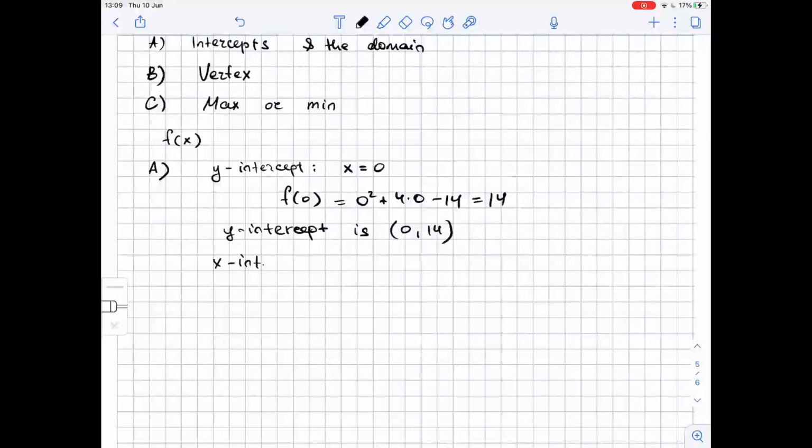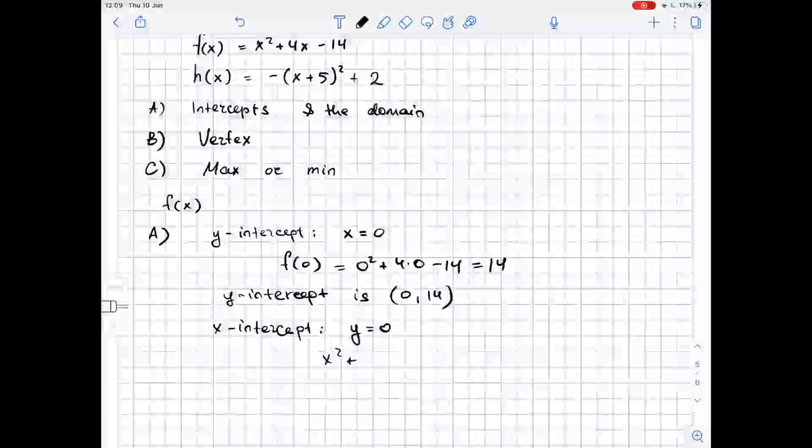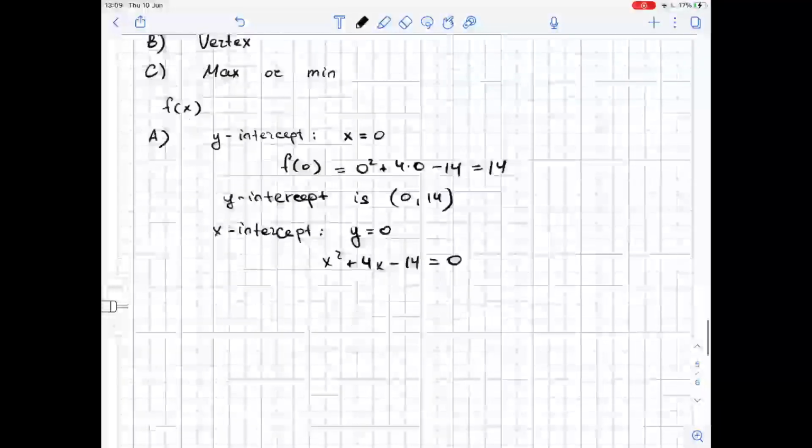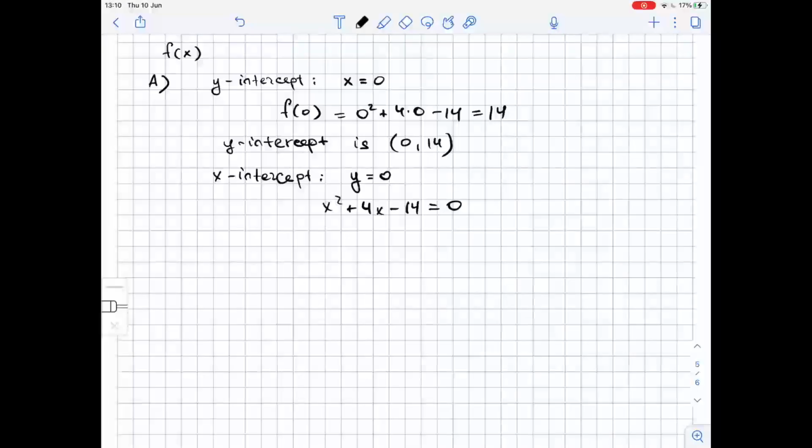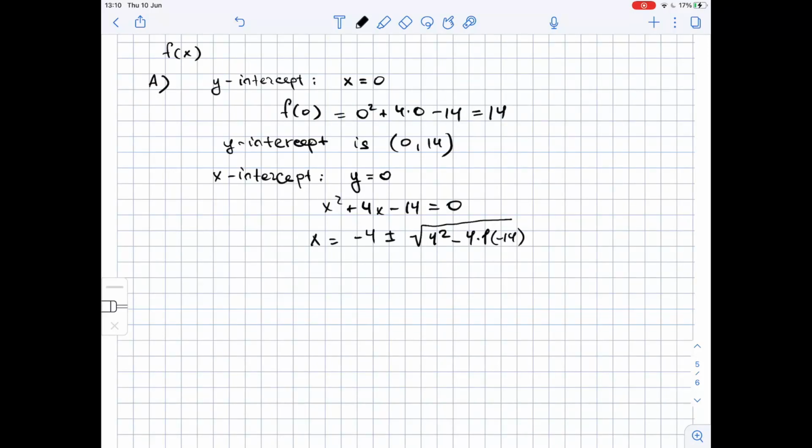Now for the x-intercept, we let y be 0. So that means that x squared plus 4x minus 14 equals 0. Now we just need to solve this quadratic equation. We use the quadratic formula, so x equals negative the coefficient in front of x, so negative 4, plus or minus the square root of b squared, so 4 squared, minus 4 times 1, the coefficient before x squared, times negative 14. And this whole thing is over 2 times the coefficient in front of x squared, so times 1.